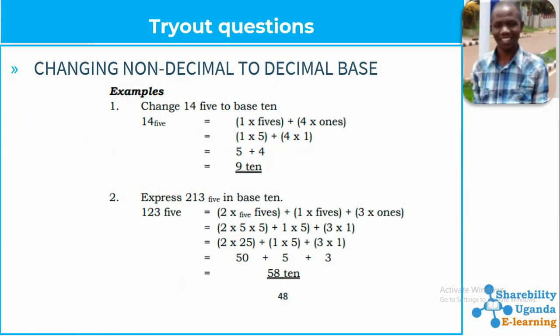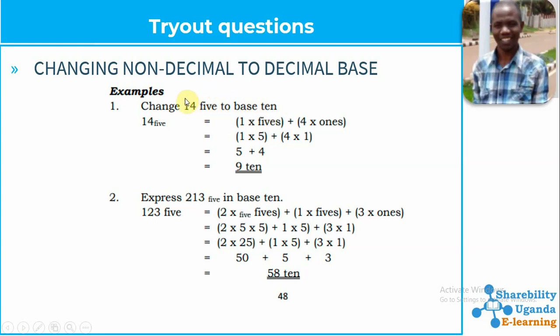So in today's video we shall be able to look at what we call changing non-decimals to decimals. This is a scenario where they are always giving out numbers, and they tell you to change a number which is in a certain base to another category of base.